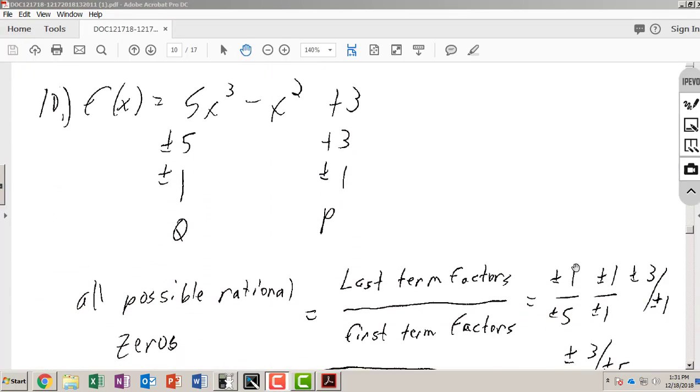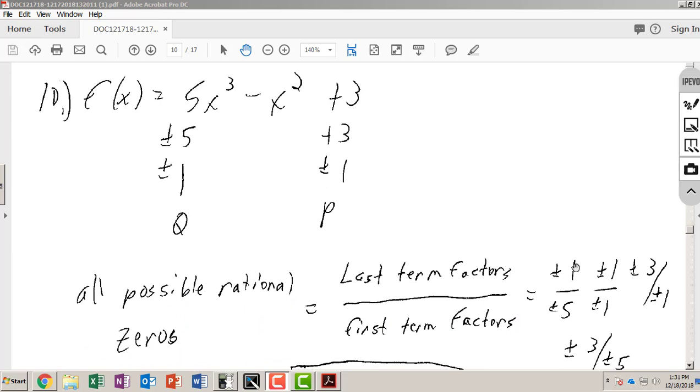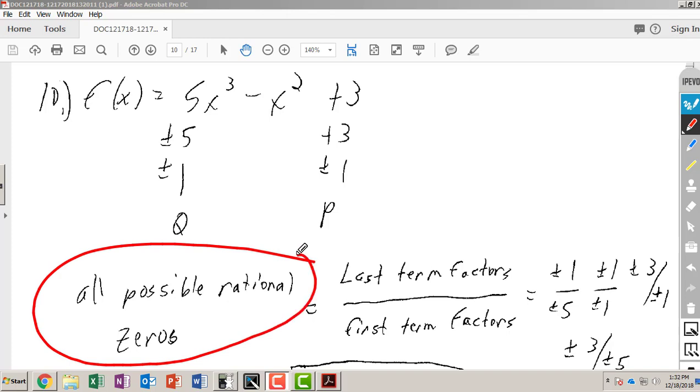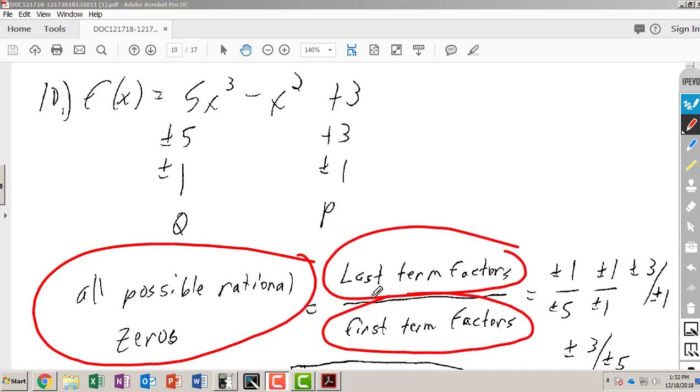Okay, on this next problem, number 10, we have f of x equals 5x to the third minus x squared plus 3. The direction says use the rational zero theorem to find all possible rational zeros for the given function. So remember, your possible rational zeros are just the last term factors over the first term factors.